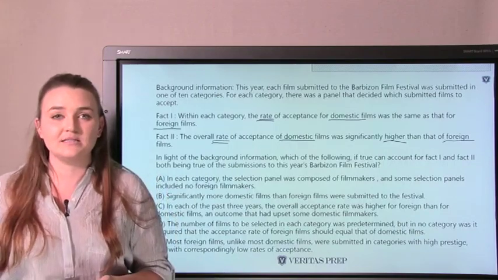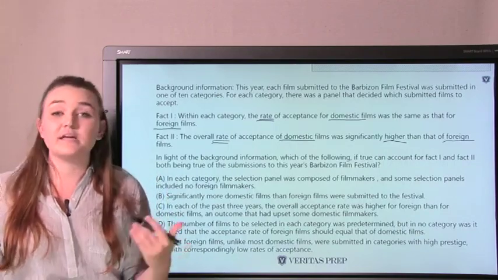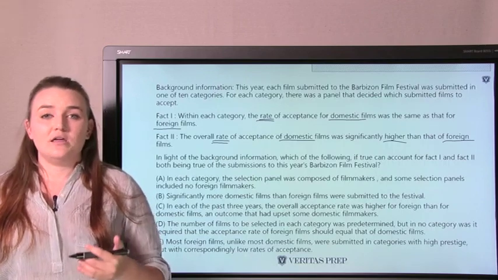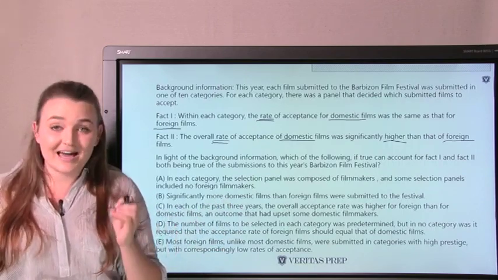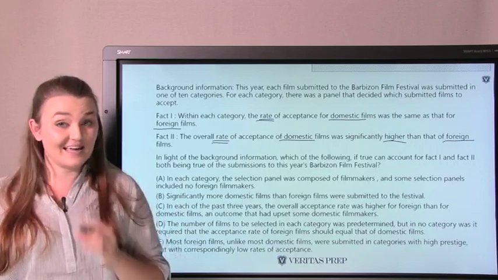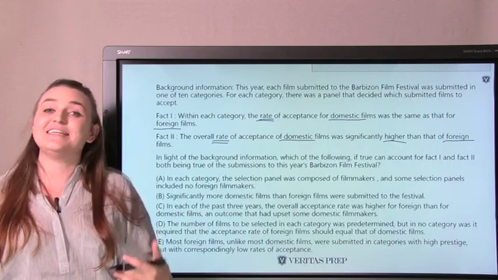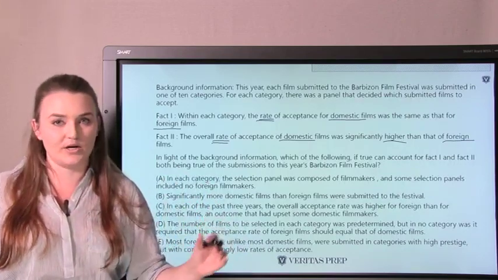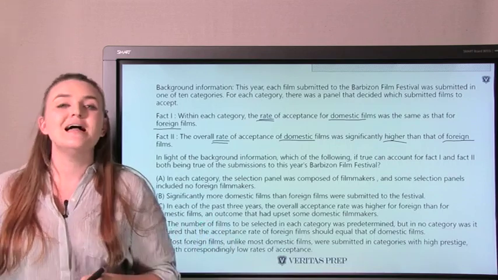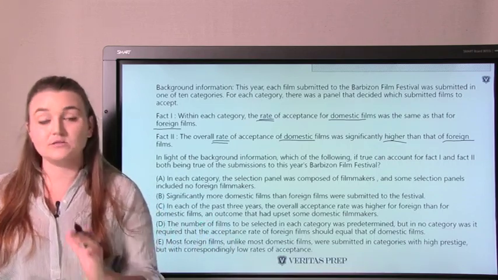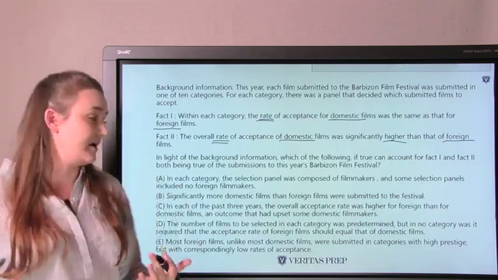certainly we would need to be in a position where each of these categories does not have the same rate and we don't have the same distribution among the categories. Both of those things have to be true, and only one of these answer choices addresses that. So let's start by talking a little bit about our convincing wrong answers.